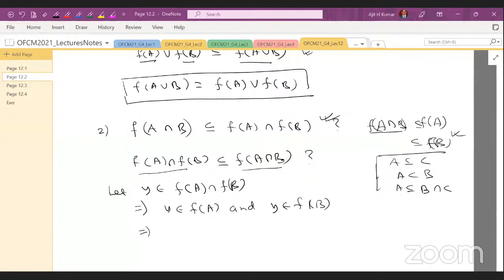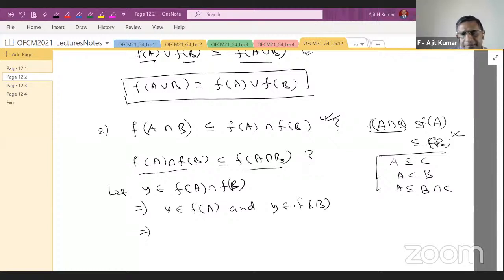Ritusri, what should be the next step? If y belongs to f of A, what should be my next step? See, all of you should think. I'm asking Ritusri to complete the proof, but all of you also, along with this, think. What should be the next step? y belongs to f of A. What does it mean?